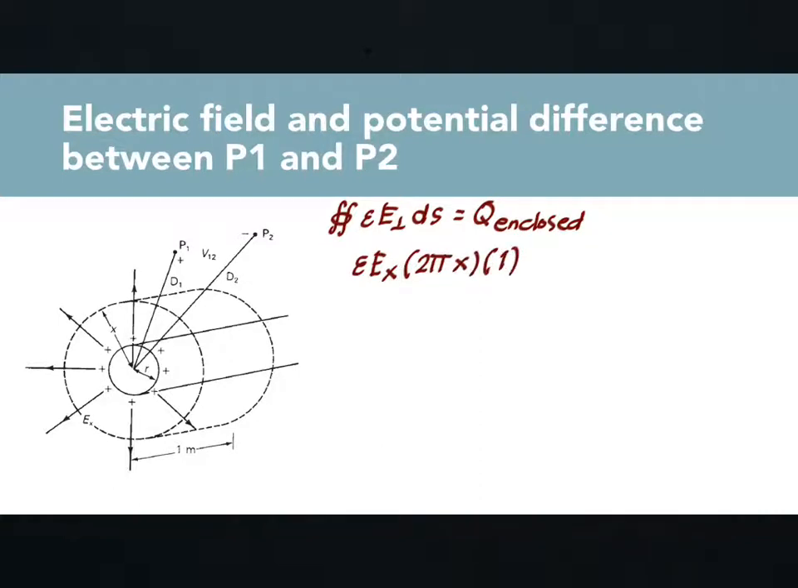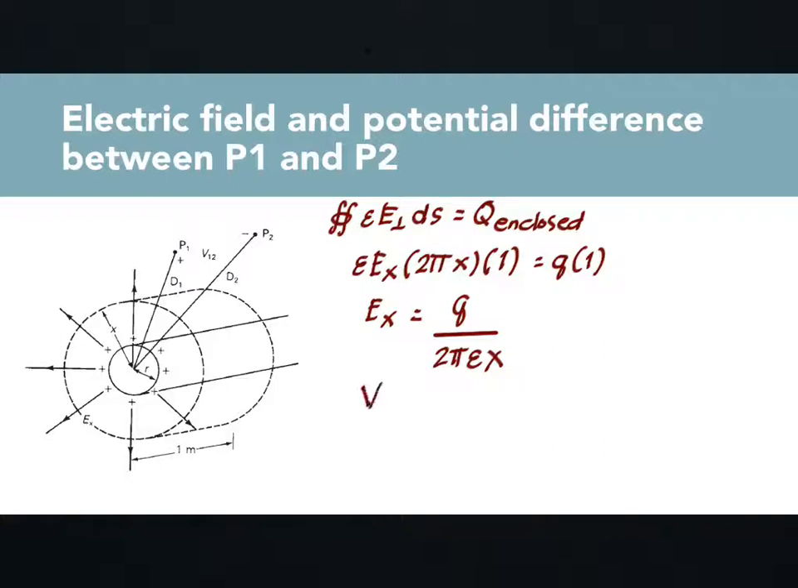And then the differential surface area will be 2 pi x times 1. And the enclosed charge here is Q times 1. Since we are after the electric field, simply rearranging, the electric field E of x is Q over 2 pi epsilon x.